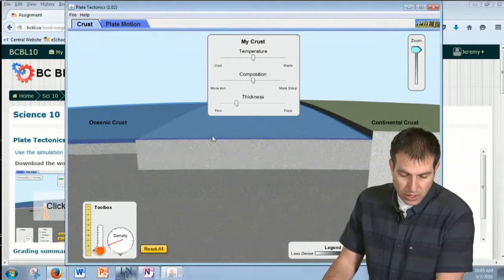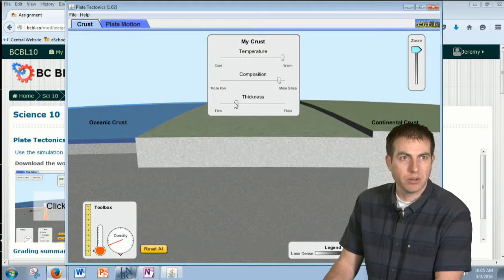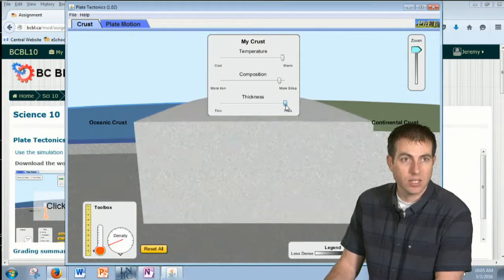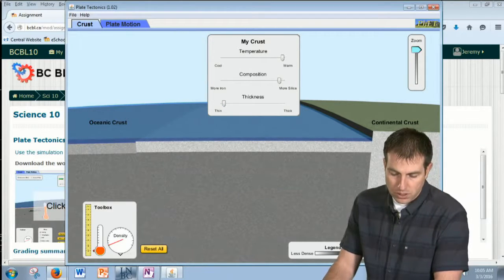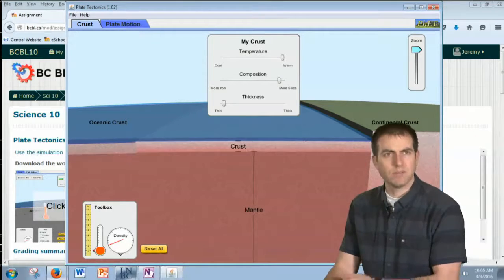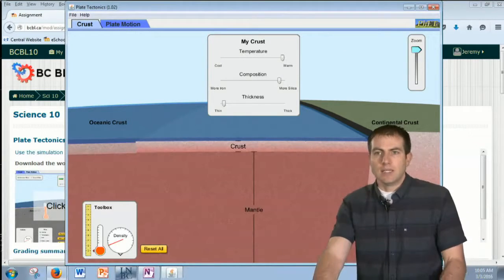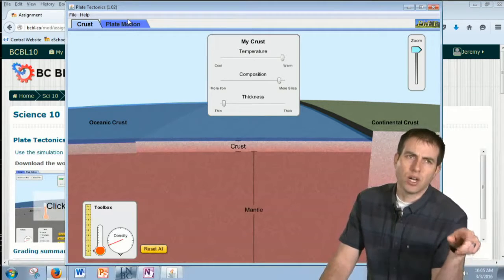So it talks about crust, and you can change the temperature of the crust, making it warm or thin or thick, and it changes in real time. You can make it really thick, so it becomes continental crust, or really thin, so it becomes oceanic crust. You can look at the temperature, or both the density and temperature, and labels, and some pretty cool stuff. So the next thing is plate motion, and this is more what we're going to talk about next day.